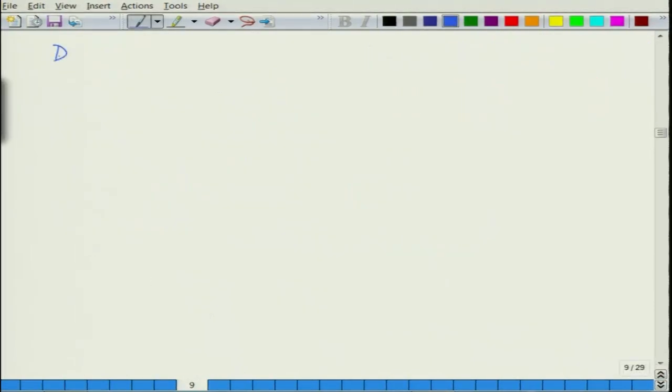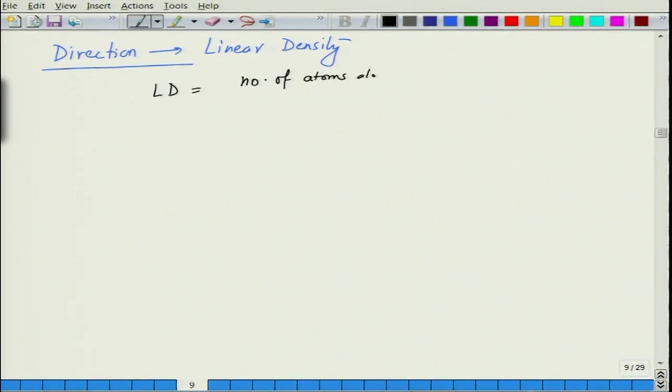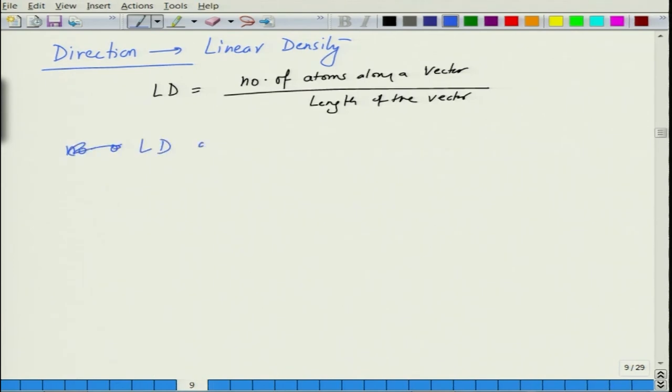For a direction you can work out linear density. Let us say you go to FCC again. Linear density you can define as the number of atoms along a vector divided by length, so basically the number of atoms per unit length. Let us say we want to calculate numbers. We want to calculate LD along 110 for FCC.